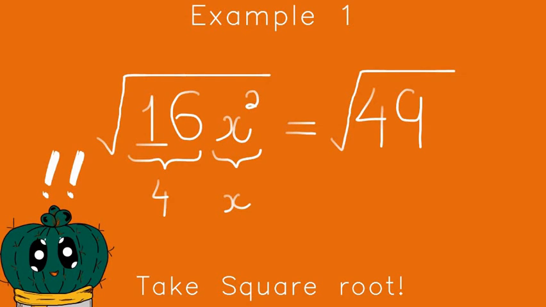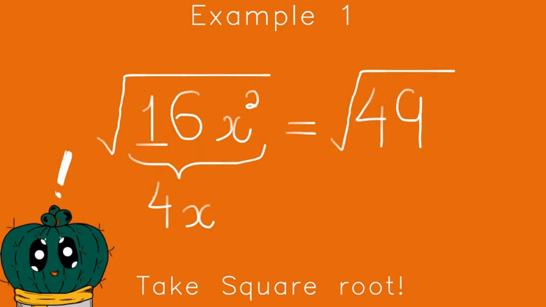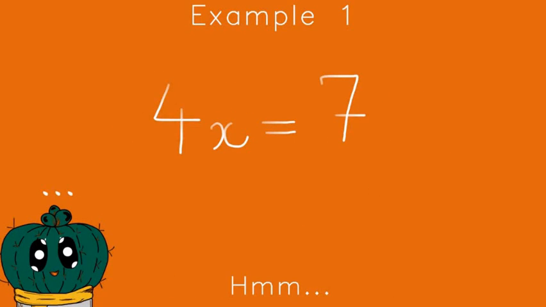Individually speaking, we do that, and because they're multiplied, we still have them in the multiplication the way they were previously being multiplied. So we have 4x over here, and on the right hand side, square root of 49, well, that is equal to 7. Now we are left with the equation 4x is equal to 7.